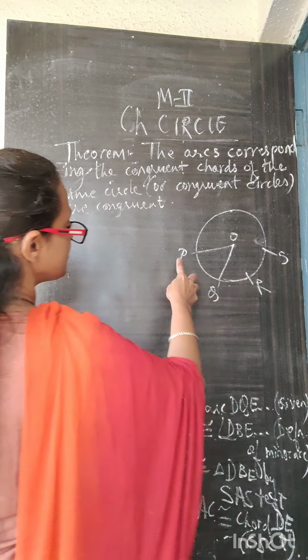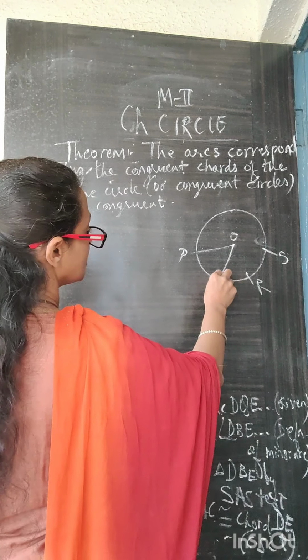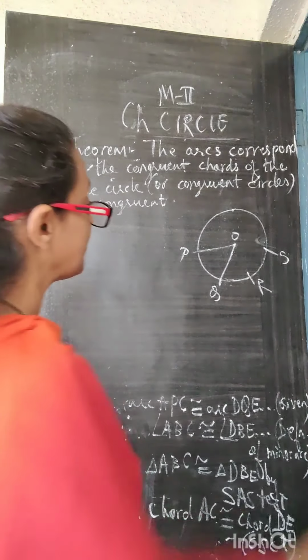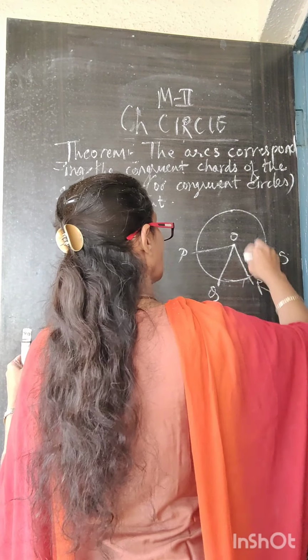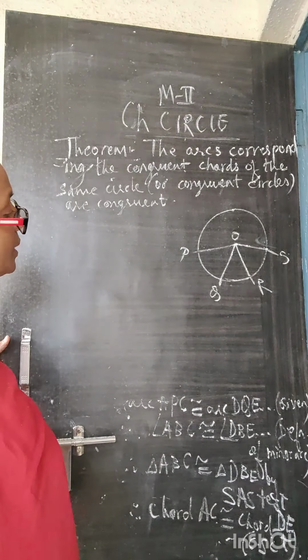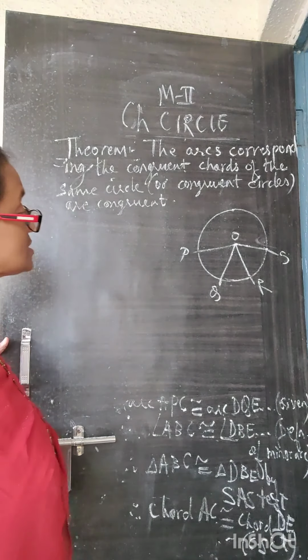Which are the congruent arcs? Arc PQ is congruent to arc RS. That is what we have to prove. So for that we join the points of the circle. So we get OP, OQ, OR, OS, which are the radii of the same circle.